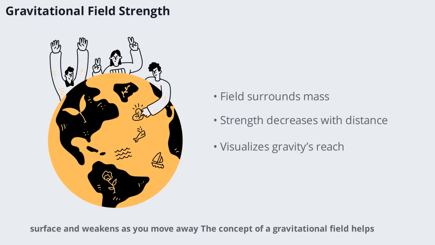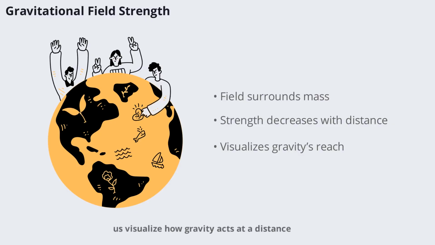The concept of a gravitational field helps us visualize how gravity acts at a distance, influencing objects without direct contact. Field lines point toward the mass, showing the direction of the force. This idea is crucial for understanding planetary motion and the behavior of objects in space.